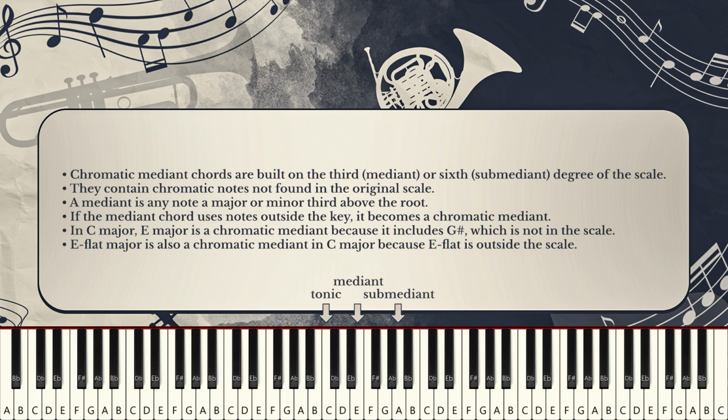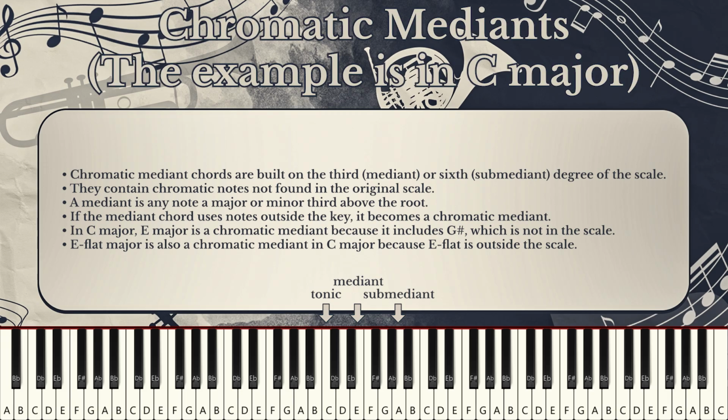Chromatic mediant chords are built on the third or the sixth degree and contain chromatic notes. Remember, the third degree of a scale is the mediant and the sixth is the submediant. More precisely, any note a major or minor third from the root is a mediant, but if it doesn't belong to the scale, it's a chromatic mediant note.